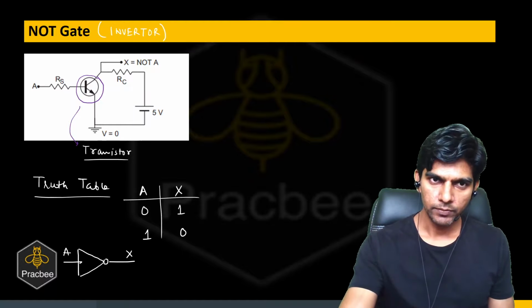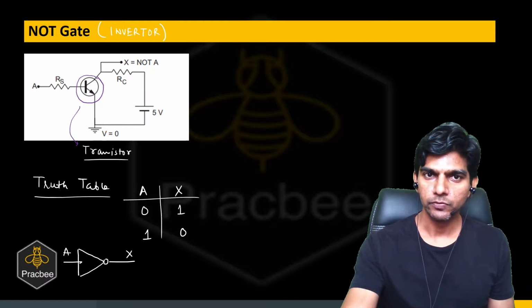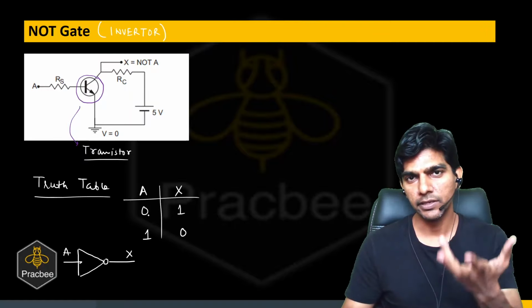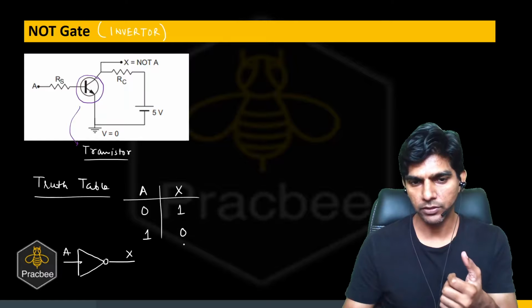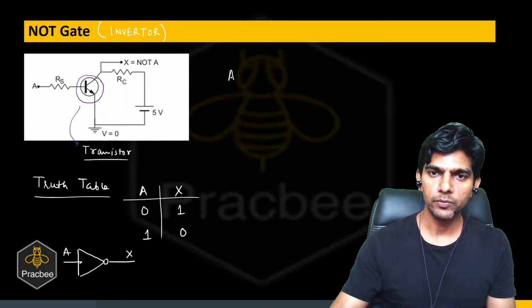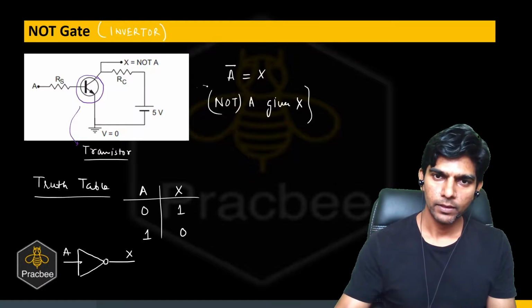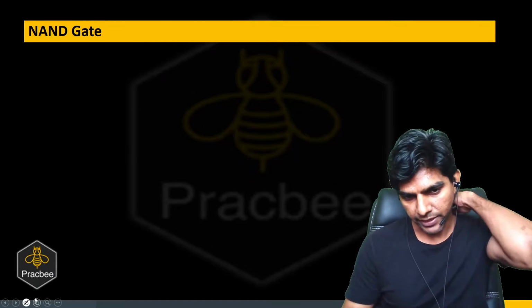Okay, so I think the NOT gate is also clear to you, and it is also why it is called an inverter, because it will invert the signal. If we have a low signal, it will invert that to high. If we have high, it will invert that to low. And in Boolean algebra, it can be written as A bar is equal to X, or we can say NOT A gives X.